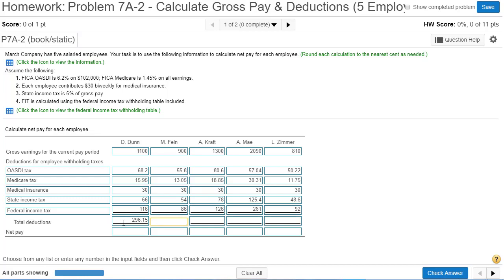296.15. Total deductions for Fine, 238.85. Craft, 333.45. 503.75 for Audrey May, 232.57 for Zimmer. And then to calculate net pay, you're going to take the gross pay, $1,100, subtract the total deductions, gives us a net pay of 803.85, 661.15. I won't bore you by me adding all this stuff up on the calculator and then subtracting. 1586.25 and 577.43. There we go.